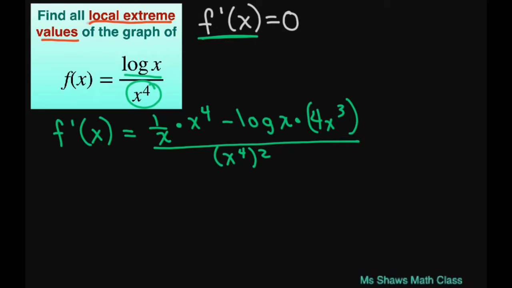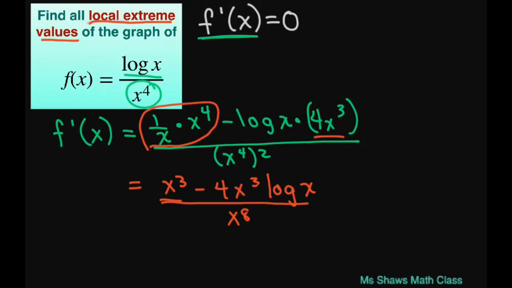Now let's clean up the numerator here. This right here is just going to be x cubed minus, and I'm going to put the 4x cubed in front, so 4x cubed times log of x, like that. All right, and in the denominator we have x to the power of 8.